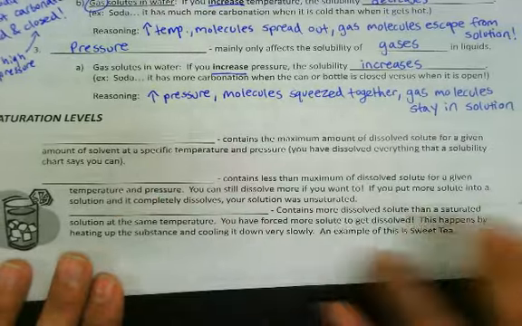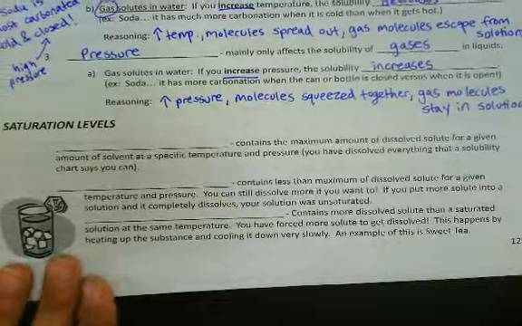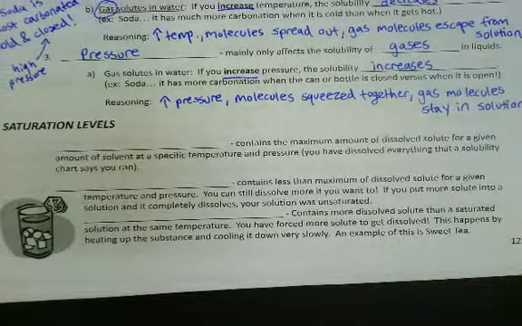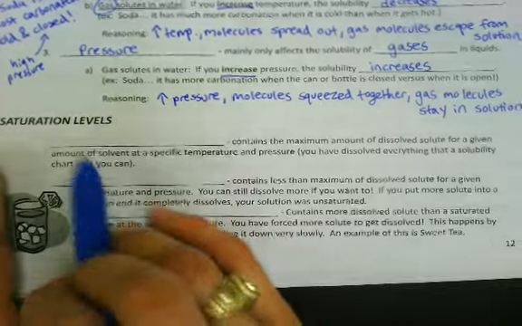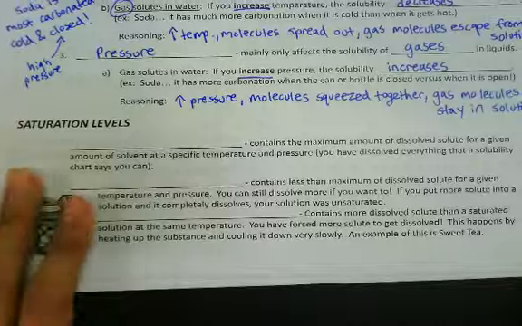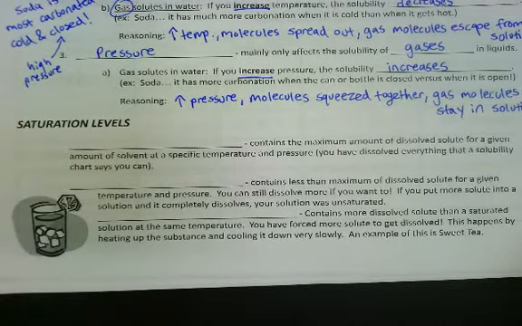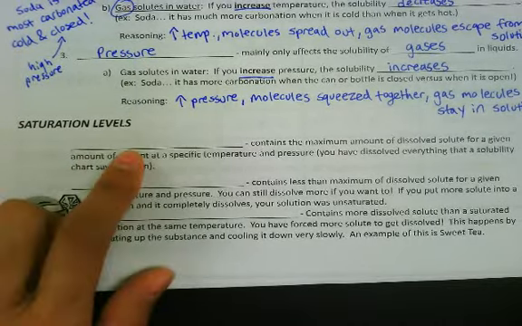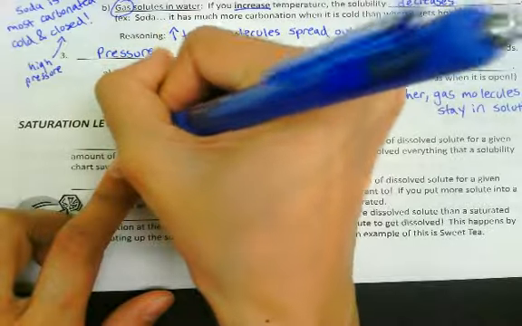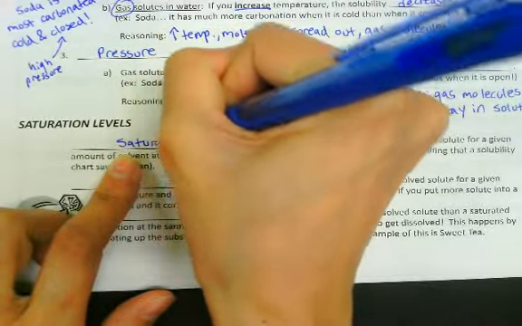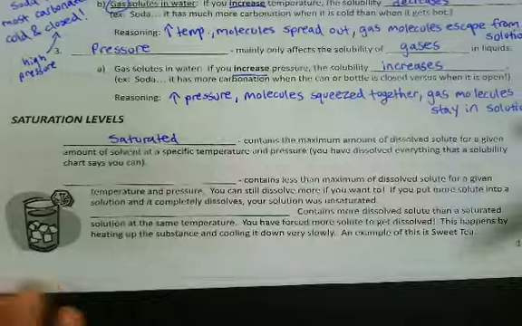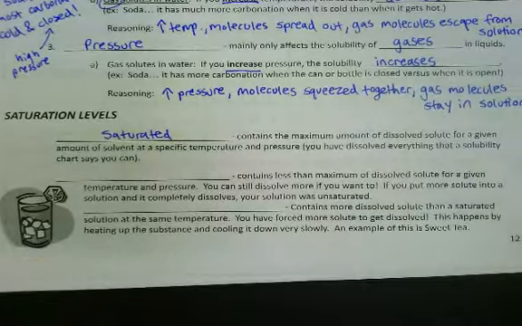The last thing I'm going to have us go over before we flip to the next page and start talking a little bit more about what happens when we cool down something that has a whole lot of sugar in it, for example, is the saturation levels. I want to define three words that pertain to saturation levels. The first word I want you to write in here is saturated.